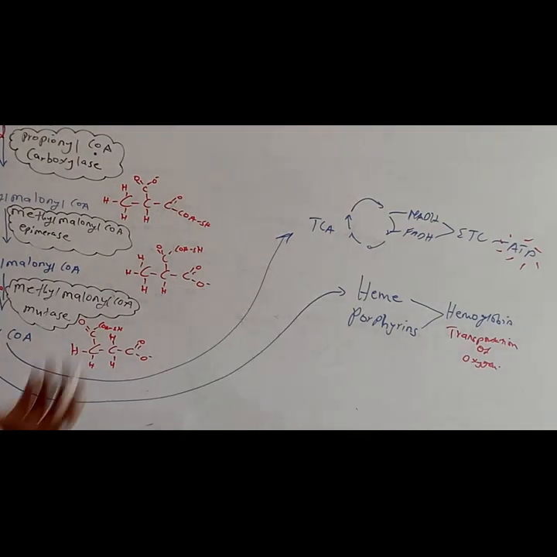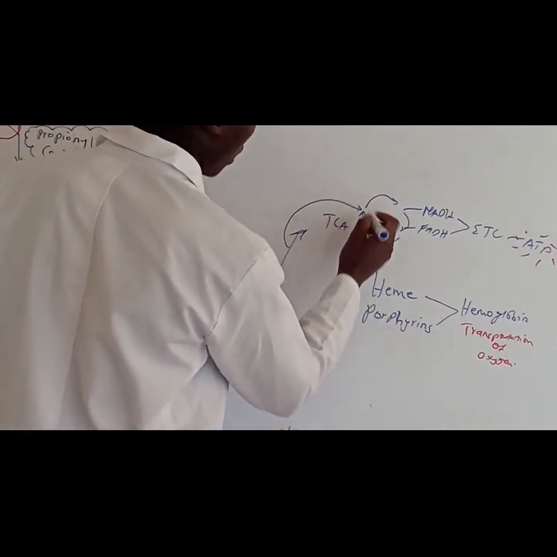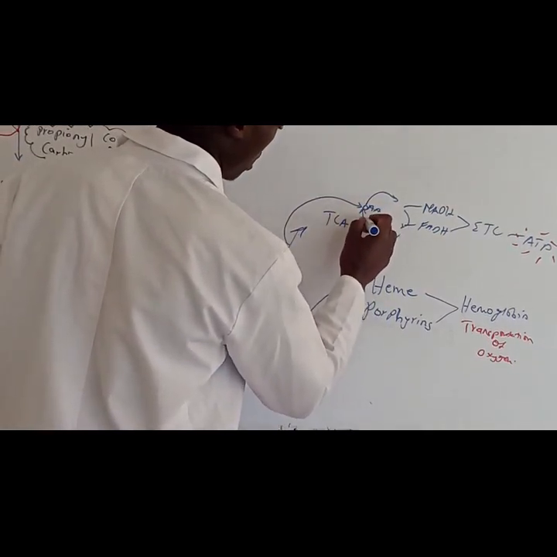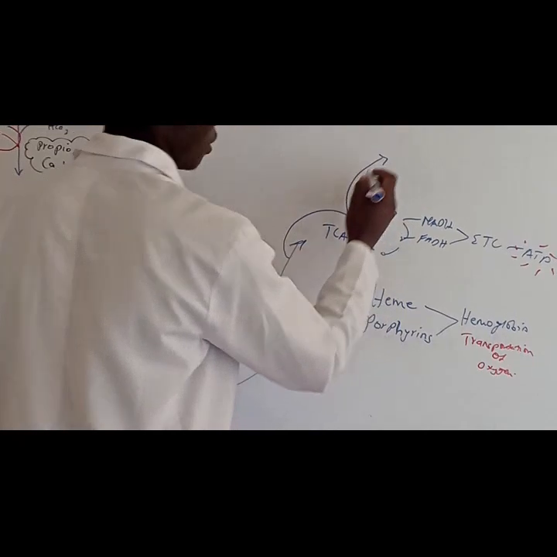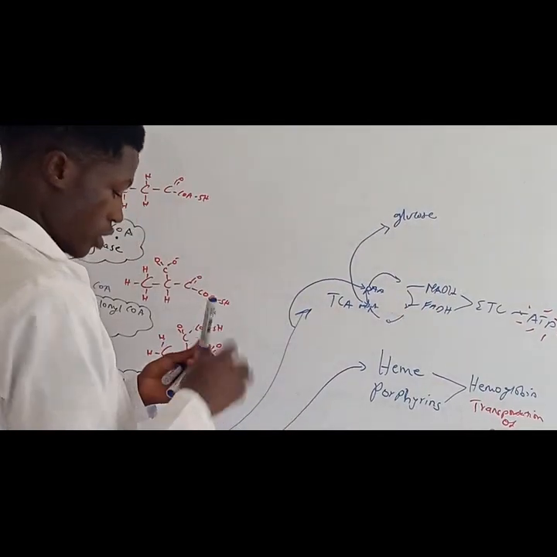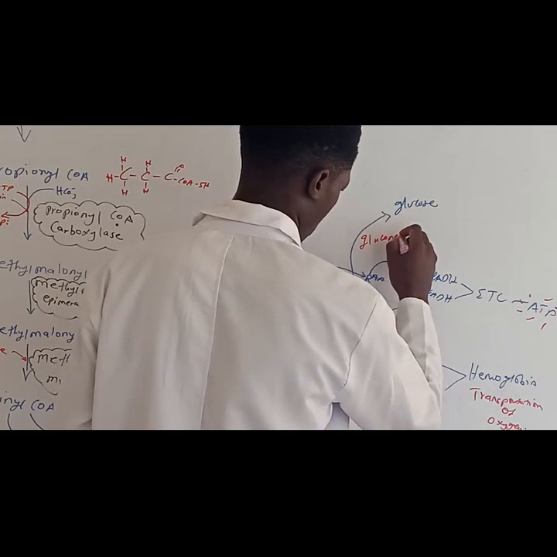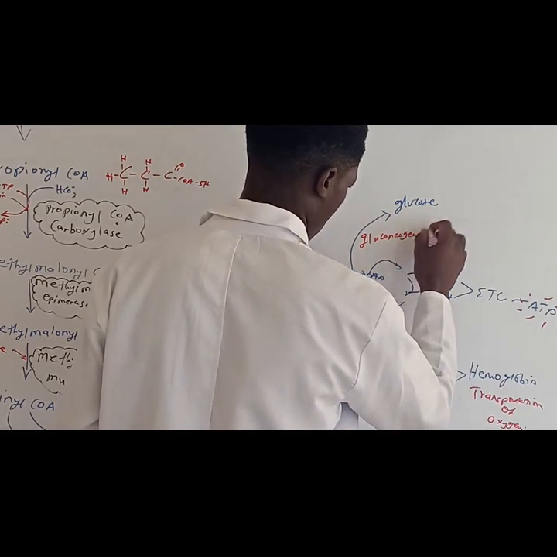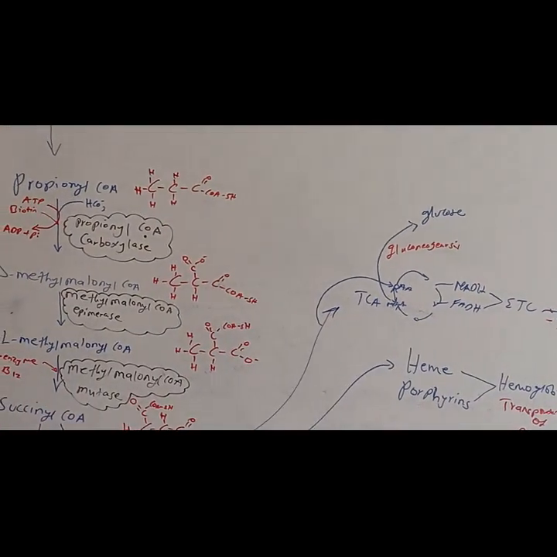Alright. Then succinyl-CoA can also be taken to gluconeogenesis. You can form oxaloacetate, which can be converted back to malate. Then you can move all over to glucose, to the gluconeogenesis pathway. Alright. That's pretty cool.